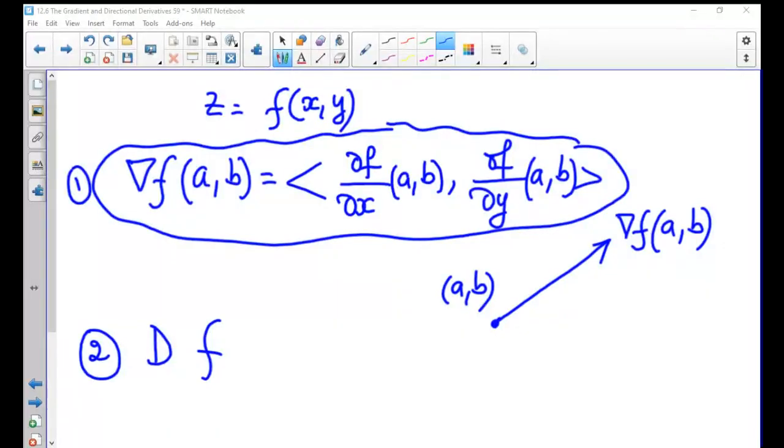to know the directional derivative of the function in the direction of a certain unit vector u. So, also at AB, well, there is a way of calculating this.